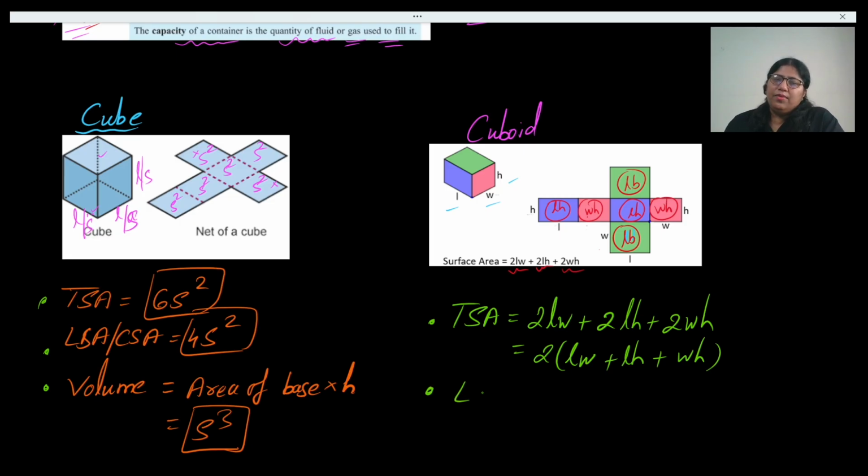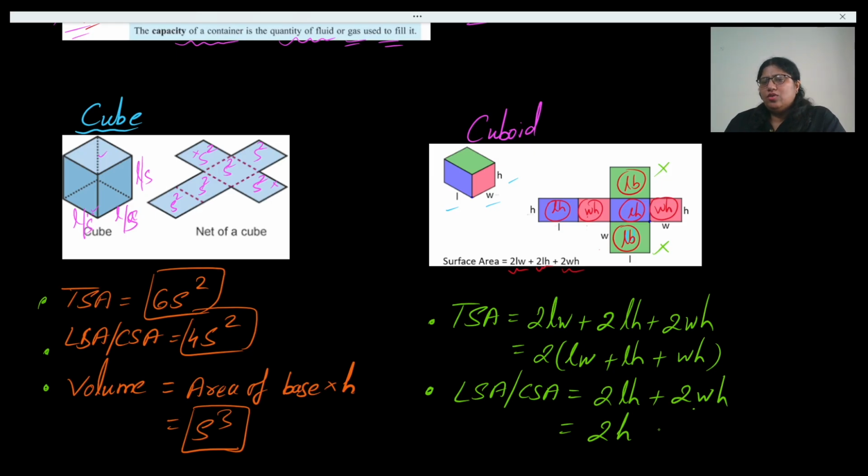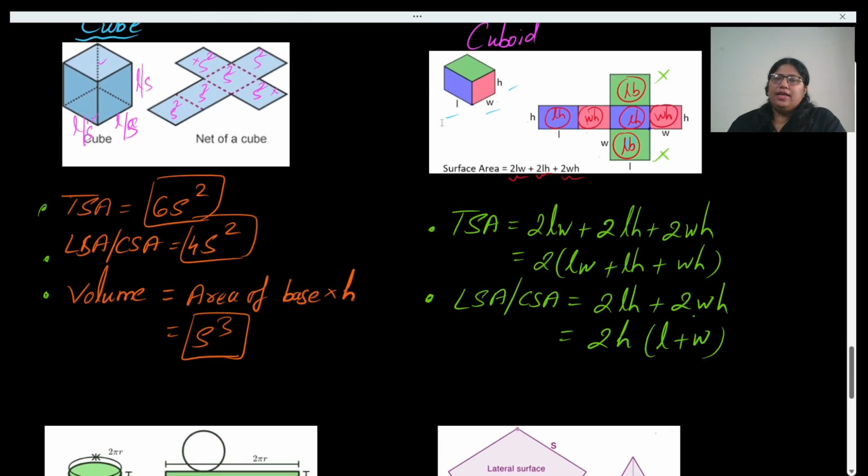Now if I'm talking about the lateral surface area or curved surface area of this cuboid, you know that you have to exclude the bottom and the ceiling. So what is left here? It is going to be 2LH plus 2WH. Here 2H is common, so 2H into length plus width is the lateral surface area.